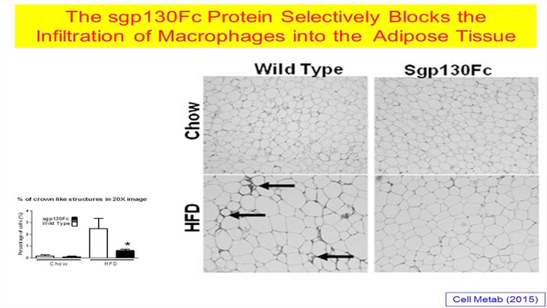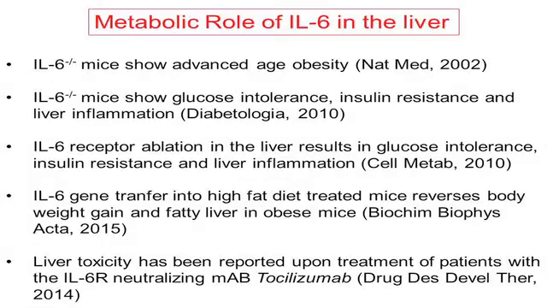So why do we think this is important? We think that IL6 in the liver has a very important metabolic role. We know, and this actually fits very well to the patient data, that IL6 minus mice, which have no IL6 gene, get obese later in life. We also know that IL6 minus mice show glucose intolerance, insulin resistance, and liver inflammation.